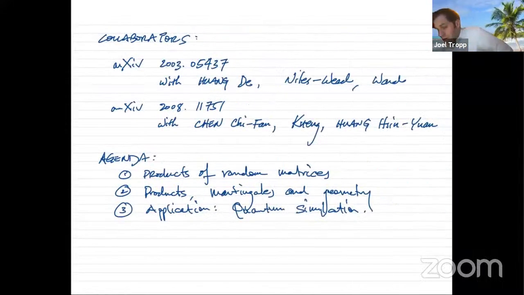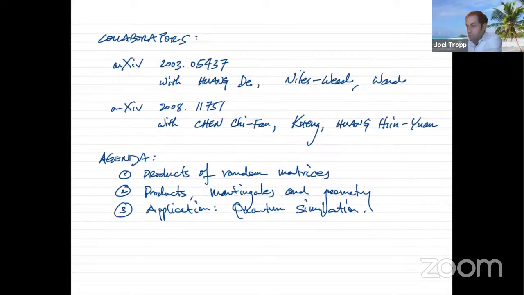So today's talk is based on two papers, which I've written down here. The first one is about random products. That's joint with De Huang, Jonathan Niles-Weed, and Rachel Ward. The second one is about the quantum simulation application, and that paper is joint with Qi Zhao, Richard Kueng, and Xinyan Wang. So the talk is going to be divided roughly into three pieces.